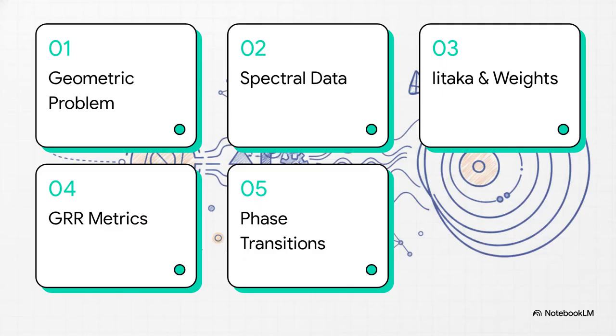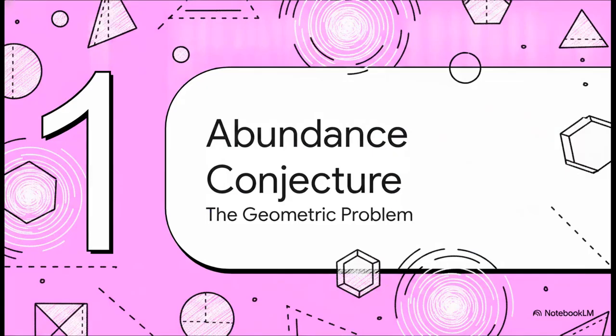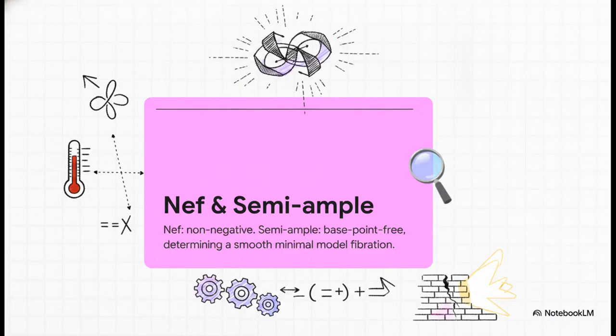To navigate this incredibly dense subject, we'll follow a 5-step translation process: the geometric problem, translating to spectral data, Iitaka dimension and weights, Grothendieck-Riemann Roch metrics, and thermodynamic phase transitions. All right, part 1, the abundance conjecture explained. So let's set the stage.